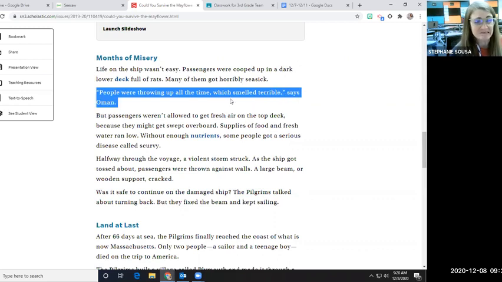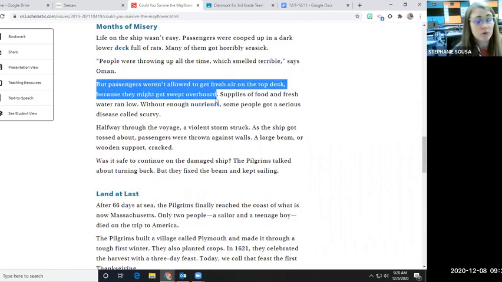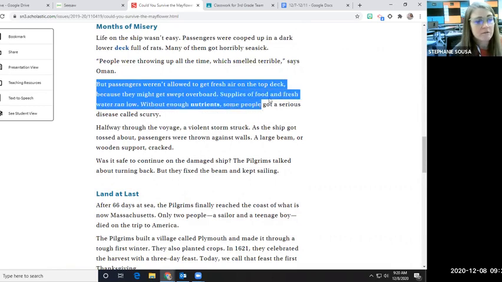Oof. But passengers weren't allowed to get fresh air on the top deck because they might get swept overboard. Supplies of food and fresh water ran low. Without enough nutrients, some people got a serious disease called scurvy. Man, this is not sounding like a good time.